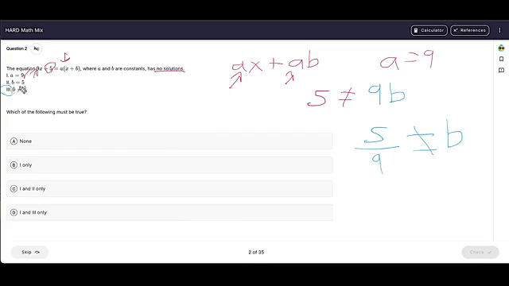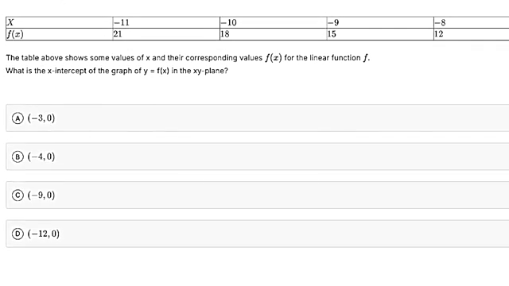Number 2, B equals 5. That doesn't have to be true. We could set B equal to 5 and everything would still be fine. So our answer is going to be 1 and 3. All right, pause the video, try this on your own first.